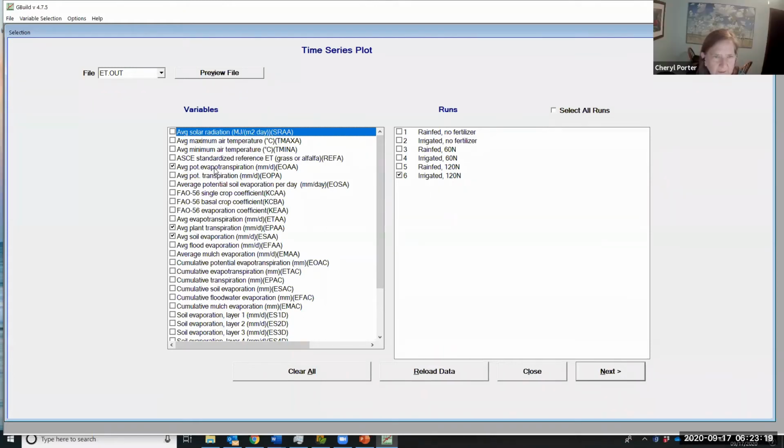Actually, so what I'm going to look at is the potential evapotranspiration, the plant transpiration, and the soil evaporation.